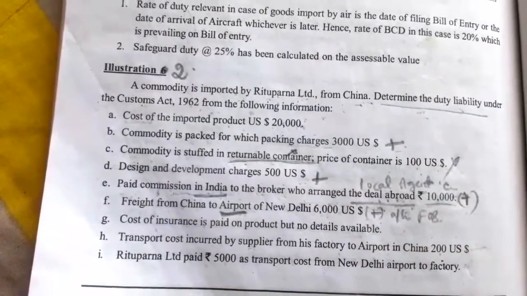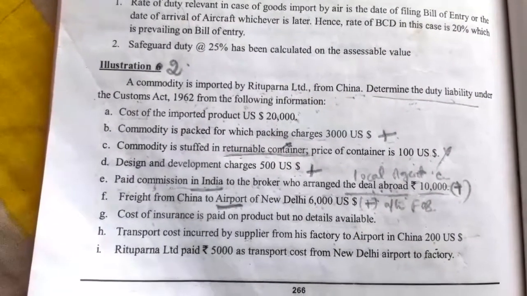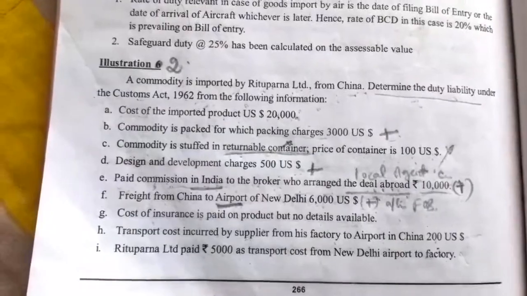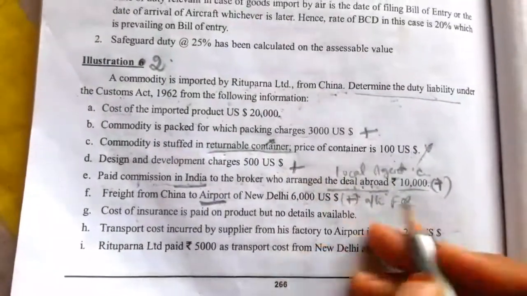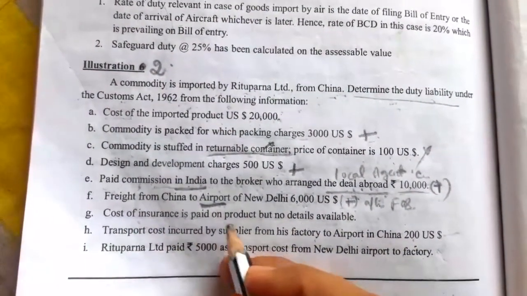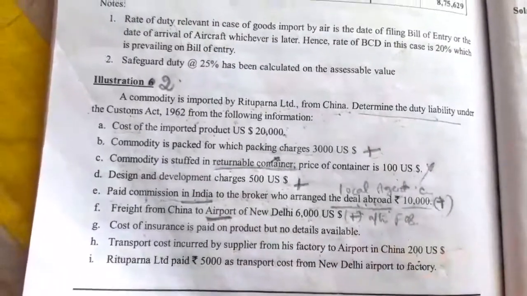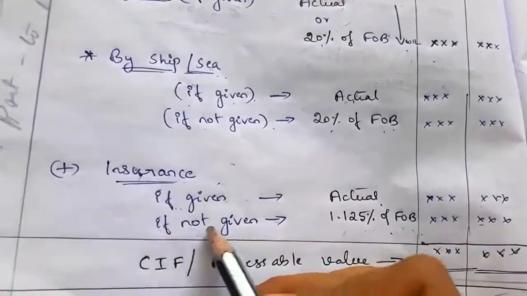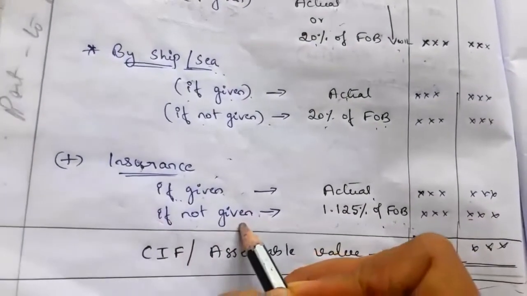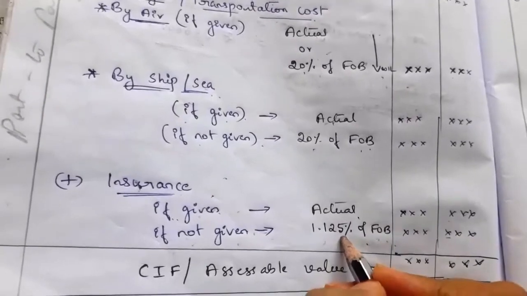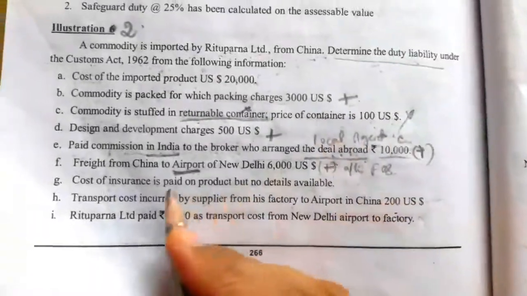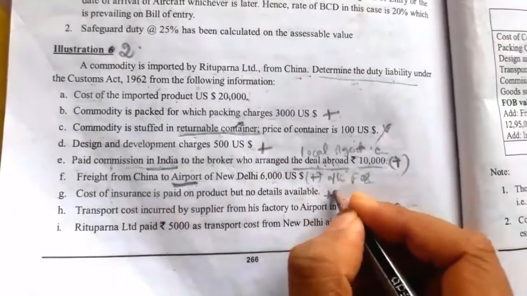But when they give that transportation is by air, then we have to compare the actual with 20% of FOB, whichever is least we have to take. Okay, we should not take 6,000 directly, we have to compare. Then cost of insurance paid on a product but no detail is available. So insurance we have to take, but they have not given any details. If the amount value is not given, then we have to take 1.125% of FOB value. So insurance we have to add after FOB.